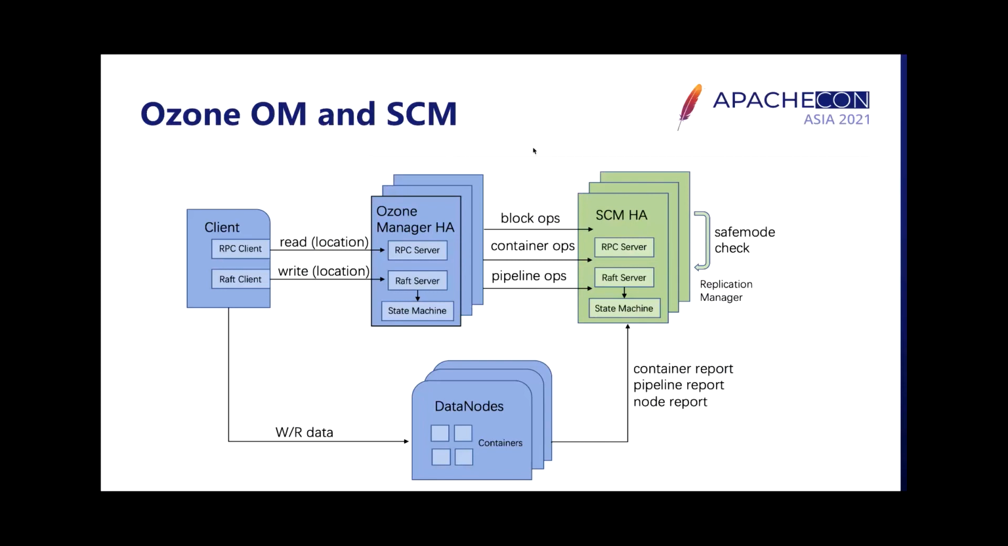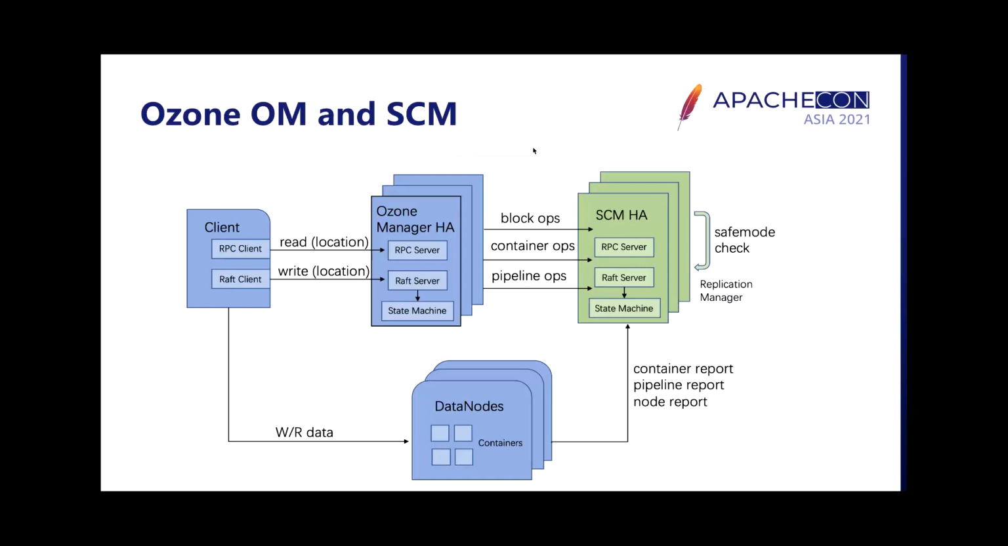We just talked about Ozone Manager and the Storage Container Manager. Now we're going to let you know why we are so focused on the HA part. So this is basically Ozone's write process and read process. The client will send the request to Ozone Manager, and Ozone Manager will send a lot of block operations, container operations, and pipeline operations to SCM. And SCM is also responsible for handling container reports, pipeline reports, and node reports from data nodes.